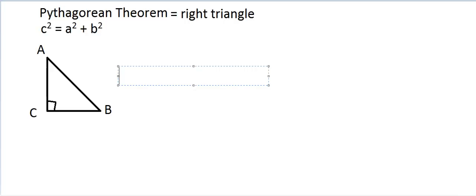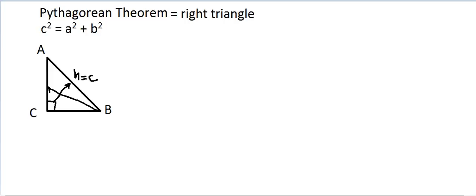Now, the opposite of angle C, which is the largest angle, is the hypotenuse, or our side C. While the opposite of our angle B is our side B. While the opposite of our angle A is our side A.